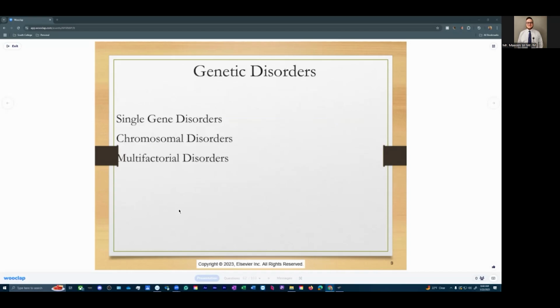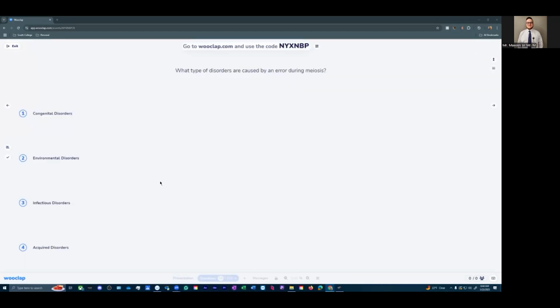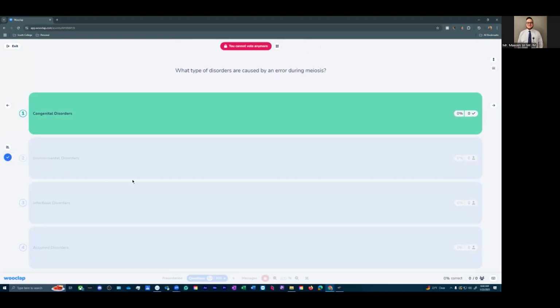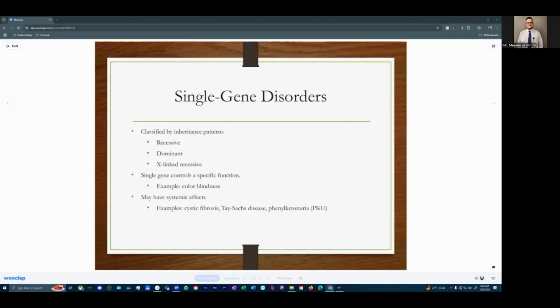So on to the genetic disorders that are more cut and dry. You've got big three categories: single gene disorders, chromosomal disorders, and multifactorial disorders. Just as a refresher before we get into it, what type of disorders are caused by an error during meiosis? So an error during the splitting, making of sex cells, basically. This one's pretty easy, straightforward, but yeah, congenital disorders, excuse me. So think of it that way: an issue during meiosis, the production of sex cells in a person, can carry a congenital disorder.